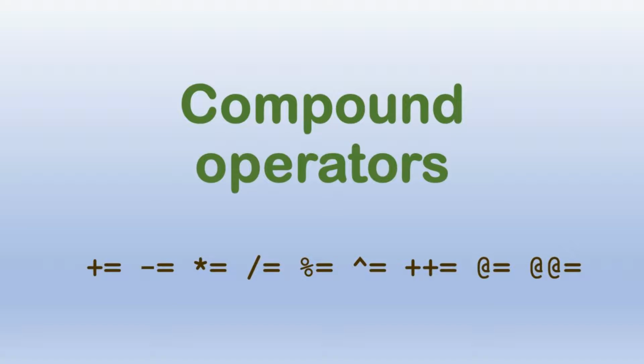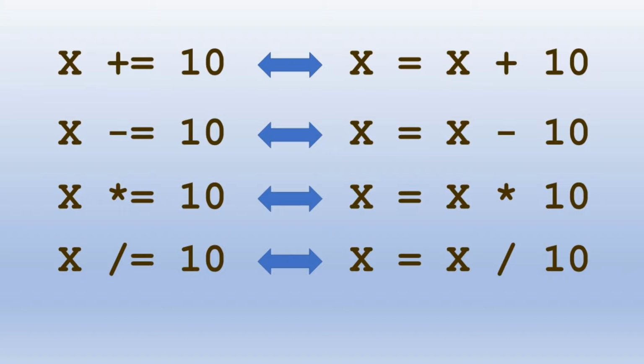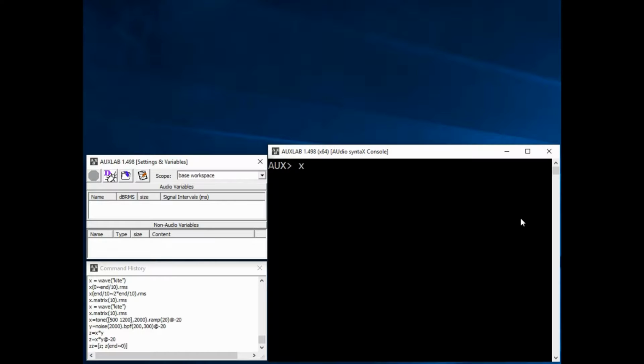What are compound operators? They are plus equal, minus equal, times equal, divide equal, and so on. They are originally from C language, but nowadays many computer programming languages use them. They work like this. X plus equal 10 means X equal X plus 10. Other operators work the same way.